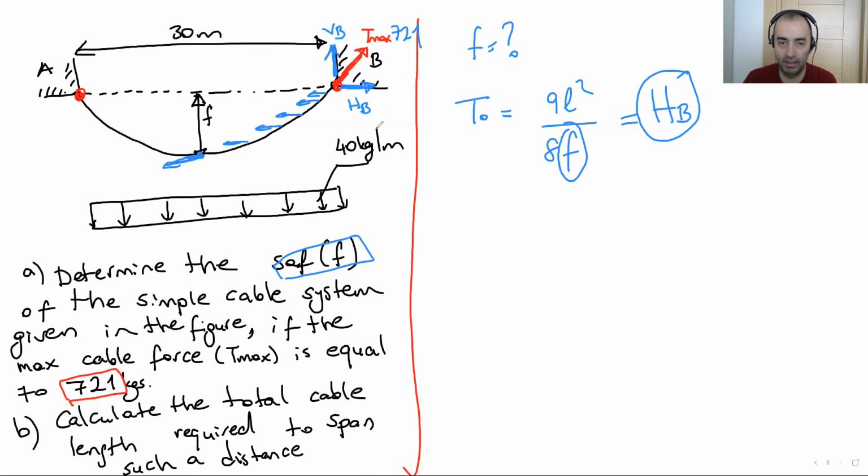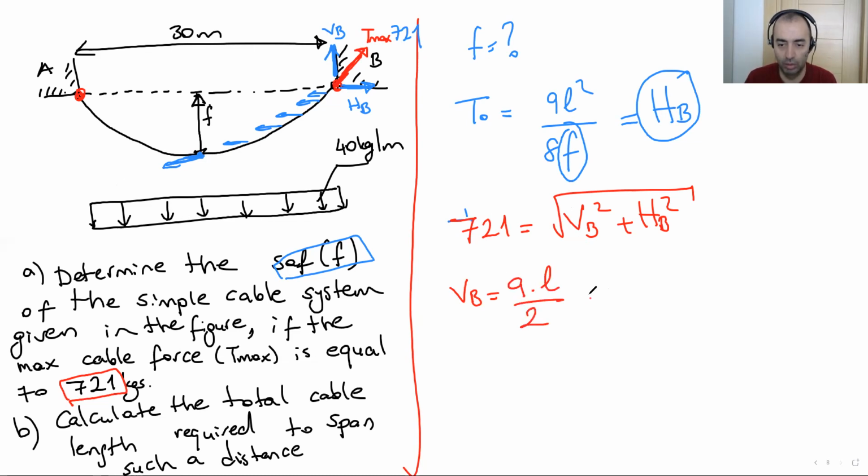That's okay. It's easy. I have T max here. This equals the square root of vertical VB squared plus HB squared. What I have, vertical VB is, remember, Q times L over 2. Q is 40 times 30 over 2. This is 600 kilograms.